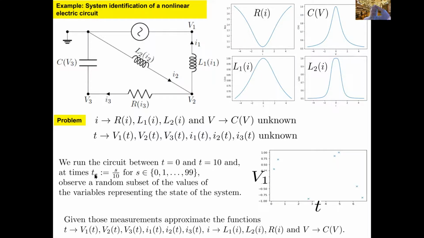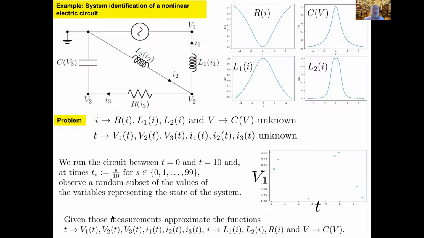Now, we run this circuit between time 0 and time 10, and at time Ts equals S over 10, for S going from 0 to 99, we observe or measure a random subset of the variables representing the state of the circuit. This figure shows the values of the voltage V1, which is forcing the circuit, at times when those values are observed. So we make a total of 7 observations or measurements on V1.